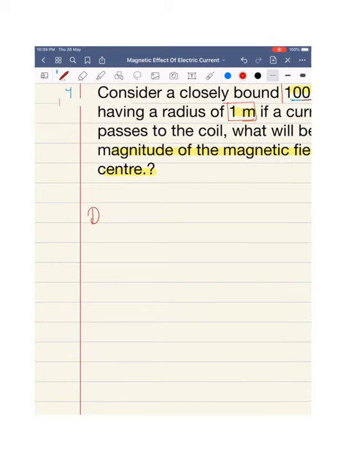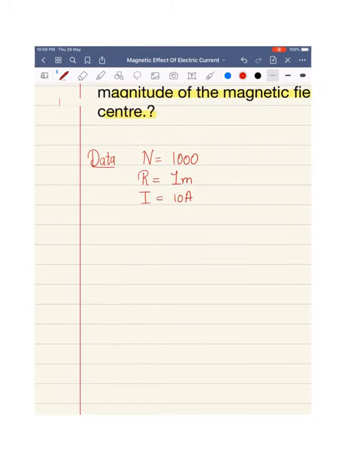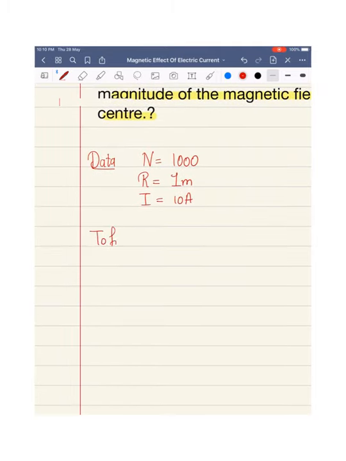So basically we'll first write down the data, that is number of turns 1000 turn, radius of the coil that is 1 meter, and the current that is 10 ampere. So what they are asking us to find is the magnitude of magnetic field at the center of the circular coil carrying current.